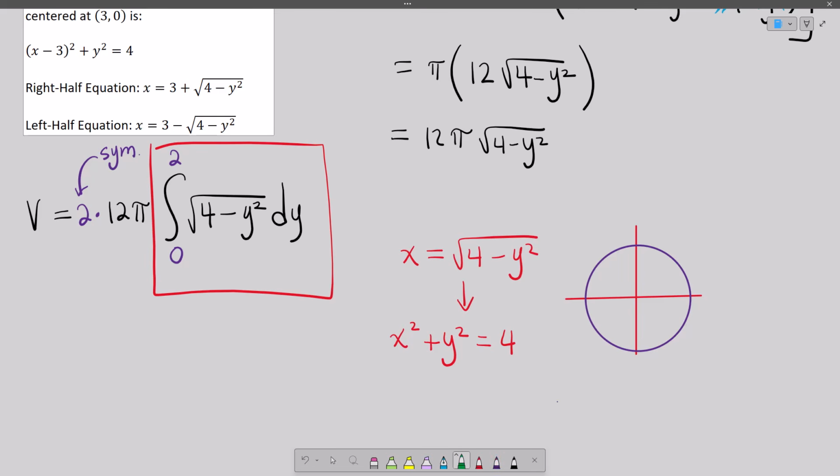This is the right half because x is positive. So this is x equals positive square root of 4 minus y squared. The left half would be x equals negative square root of 4 minus y squared. The top half would be y equals the positive square root of 4 minus x squared. The bottom half would be y equals negative square root of 4 minus x squared. So go to that handout and play with your semicircles and make sure you have your semicircles down.